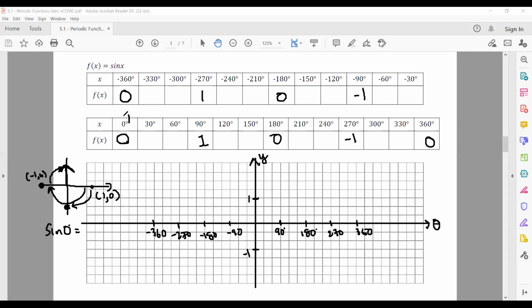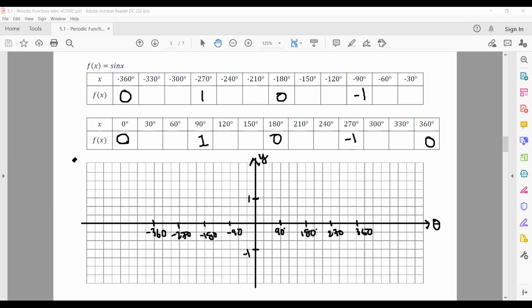Do you see something interesting happening? Oh my goodness, it's a repetition. Coincidence? Nah. This is the whole point of sinusoidal functions. It's a repetitive movement.